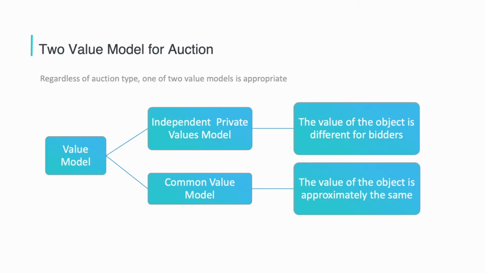So no matter what type of auction, one of the 2 value models that we include next is appropriate. The first value model for auction is the independent private values model. Well, this model attributes that the value of the object is different for bidders. For example, antique decorations or a painting. And the second model is the common value model, which says the value of the object is approximately the same. For example, like the auction of a company.